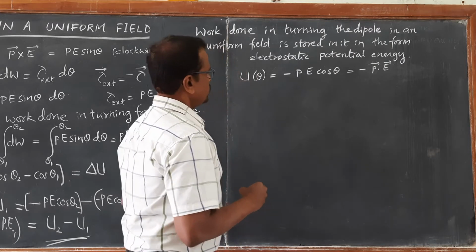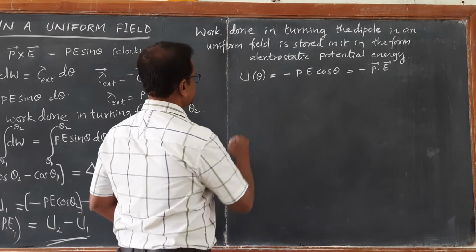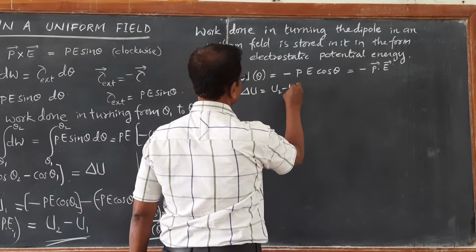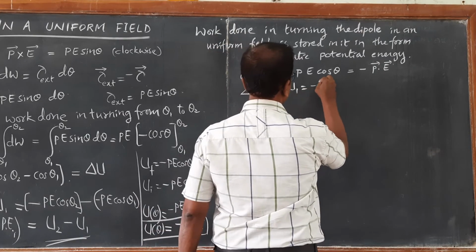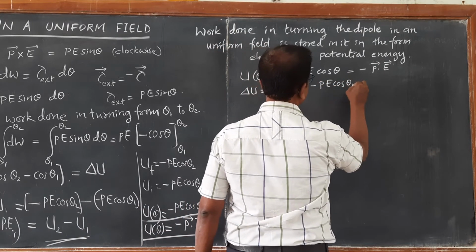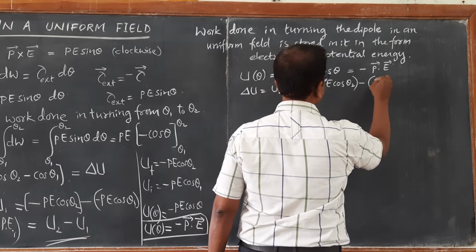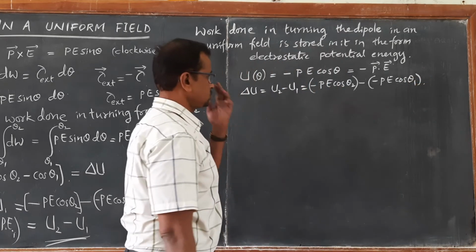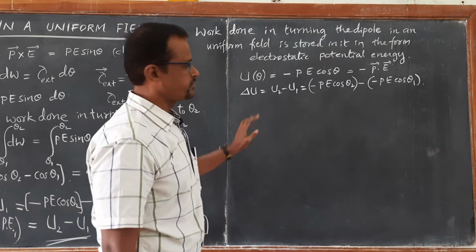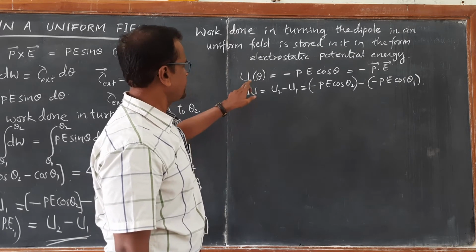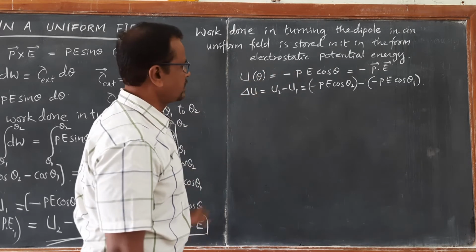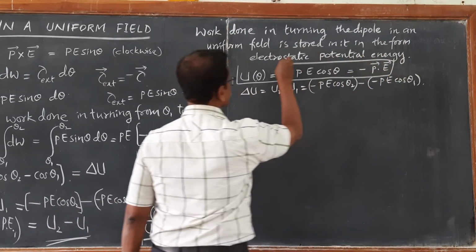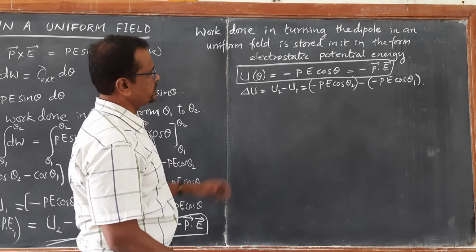So, we also got a very important equation, that is the difference in potential energy, delta U, is equal to U2 minus U1, equal to minus Pe cos theta 2 minus (minus Pe cos theta 1). So, these are the important equations for difference in potential energy and potential energy at any angle theta. Now, this is the most general equation which we are interested in.